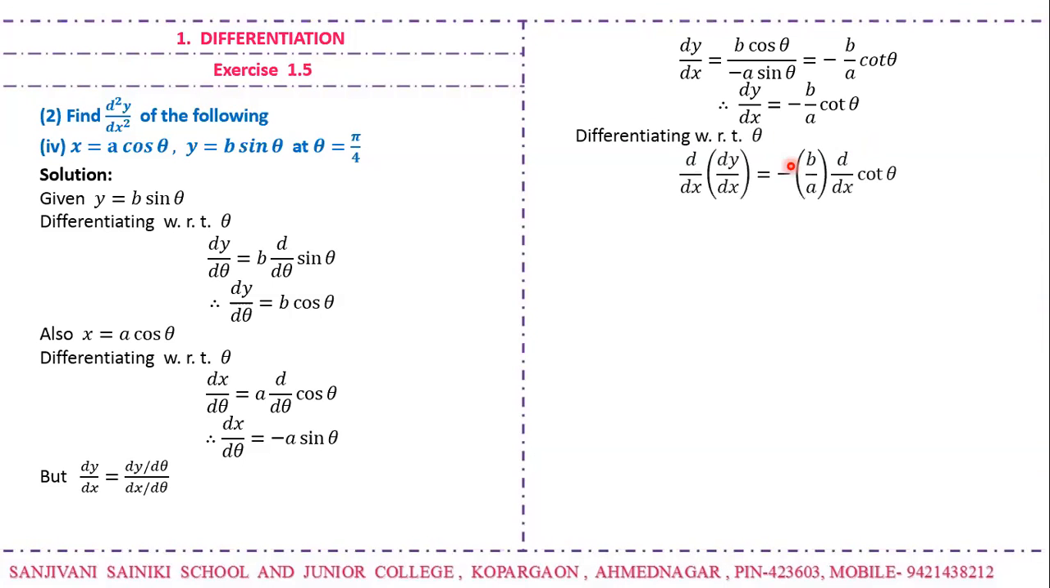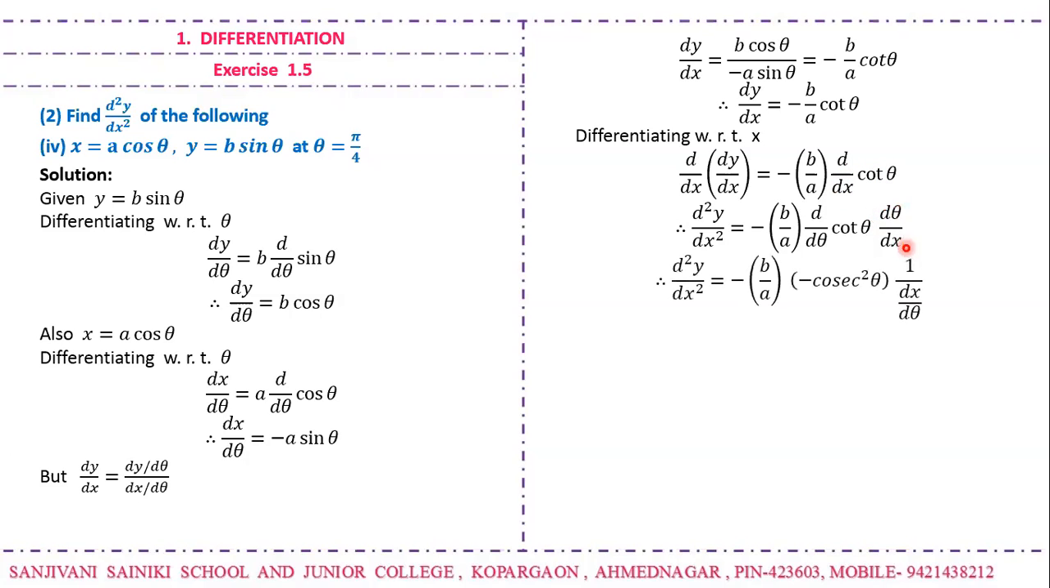Again differentiating with respect to theta. Then we get d by dx of dy by dx is equal to minus b by a, which is constant, d by dx of cot theta. This is the second order derivative, d2y by dx square is equal to minus b by a, a constant, and this cot theta is in terms of theta, and we are differentiating with respect to x. So firstly we have to differentiate with respect to theta and then theta with respect to x.